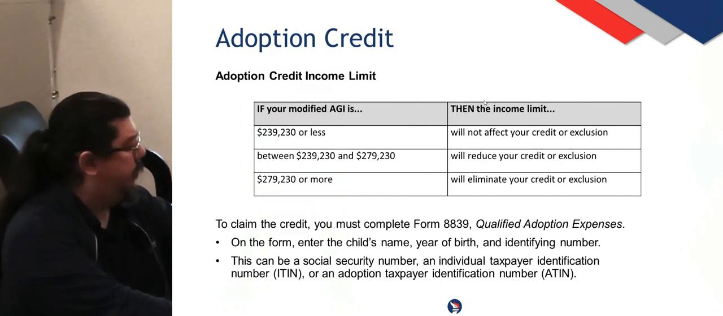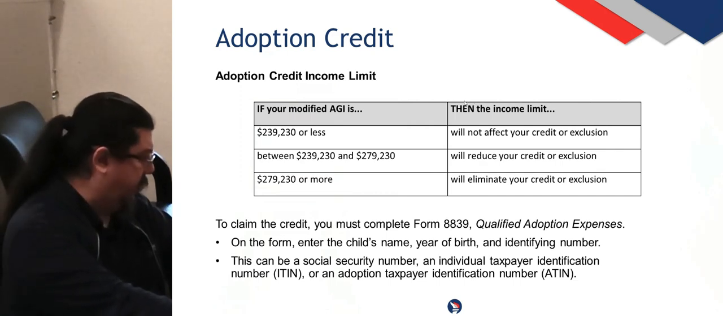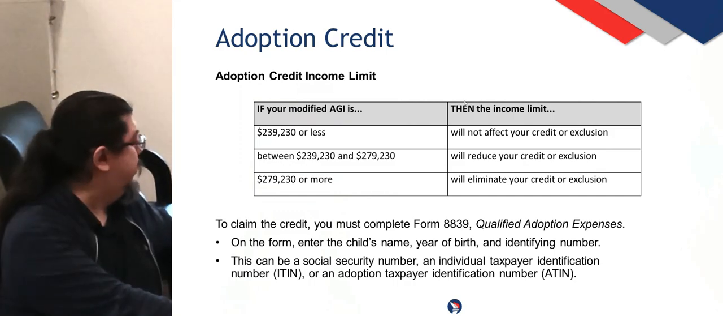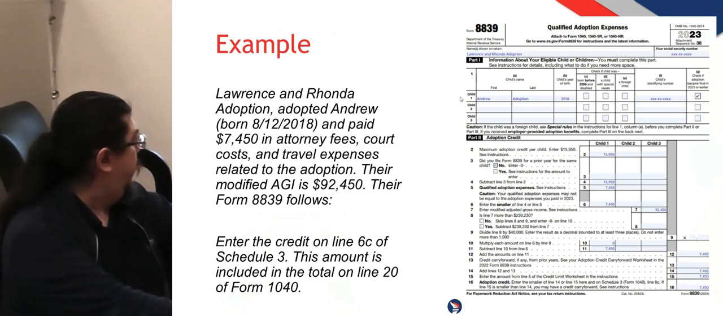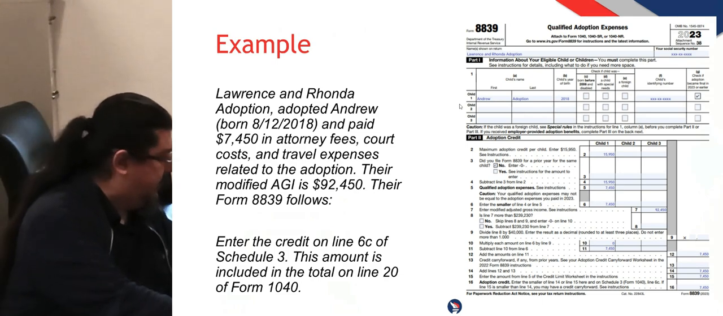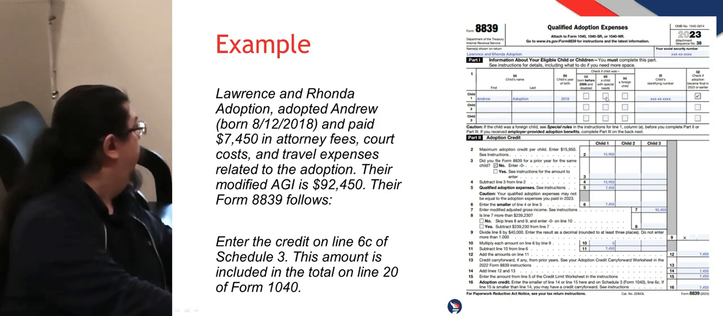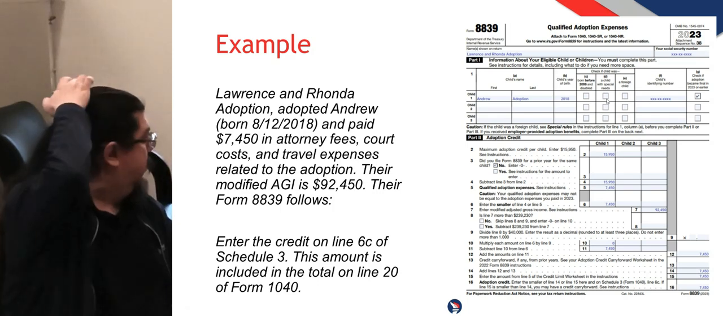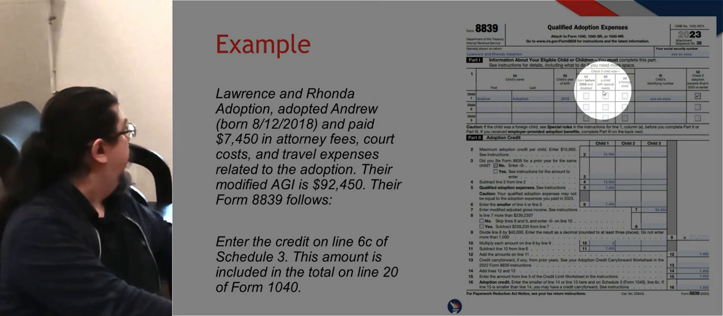Your adoption credit might be reduced or eliminated, though, if your adjusted gross income is more than $239,000. Here on qualified adoption expenses, since we're going to just assume that all of our clients, for purposes of this class, will have special needs, we're going to be checking the box here under column D where it says child with special needs, right here.